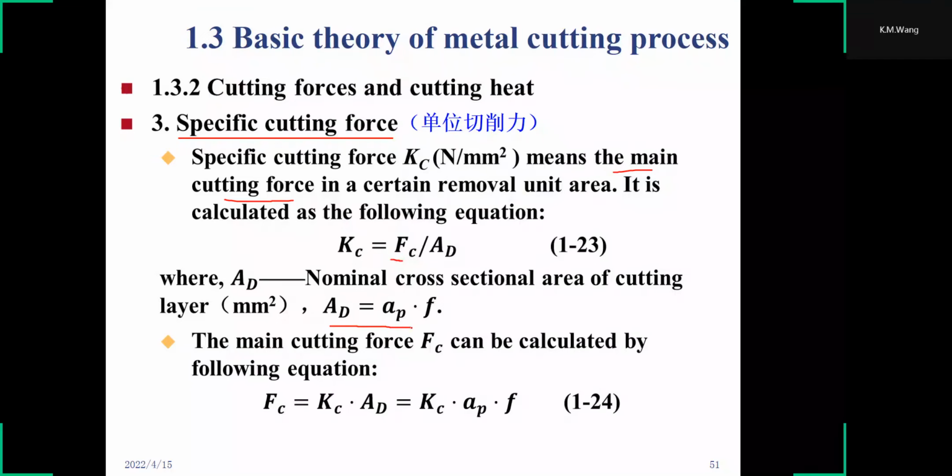So the main cutting force FC can be calculated by the following equation. FC is equal to KC, the specific cutting force, multiplied by AD. So FC can also be calculated by this, with AP, F and KC. Okay, this is the whole way to calculate the specific cutting force.